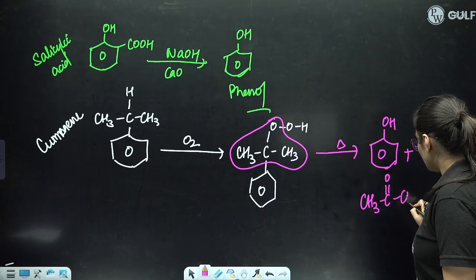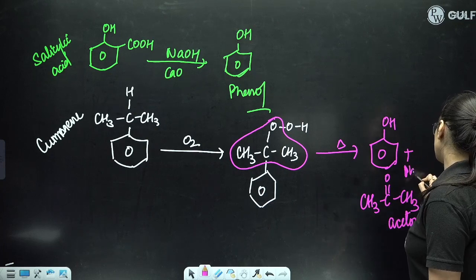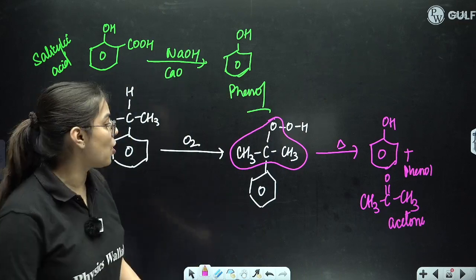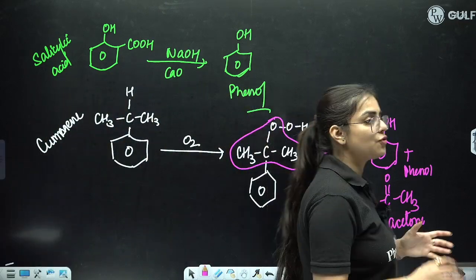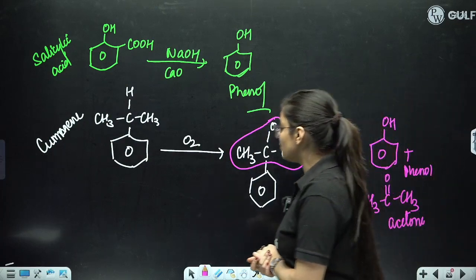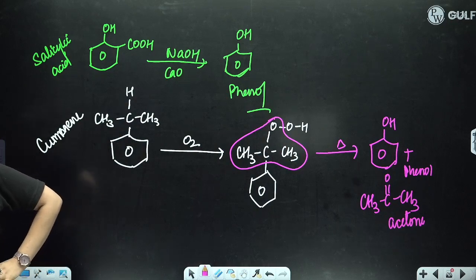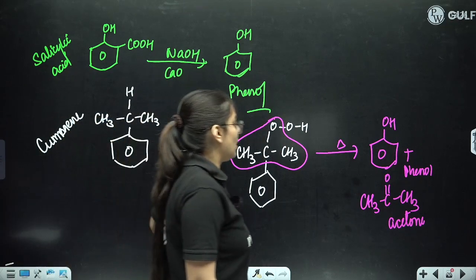So this is again a commercial method to prepare acetone also. This is also one of the most important methods of preparation in order to obtain phenol, that is from cumene. Clear, everyone? Just write it down. These were the methods of preparation. Now we shall be proceeding towards the chemical properties, everyone. Shall we?